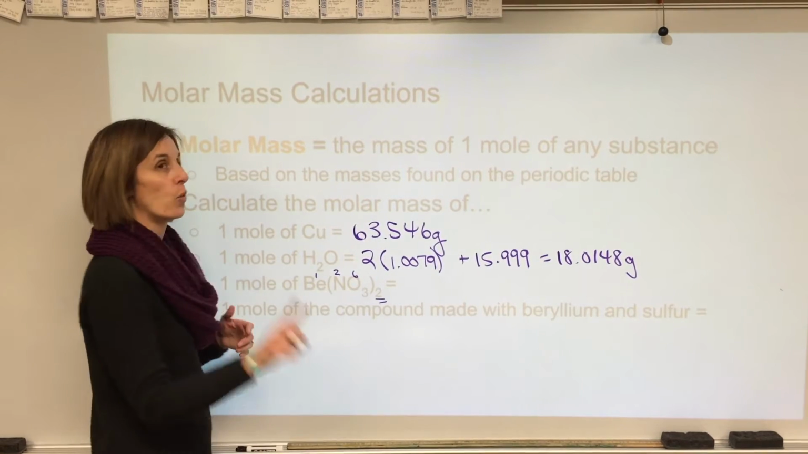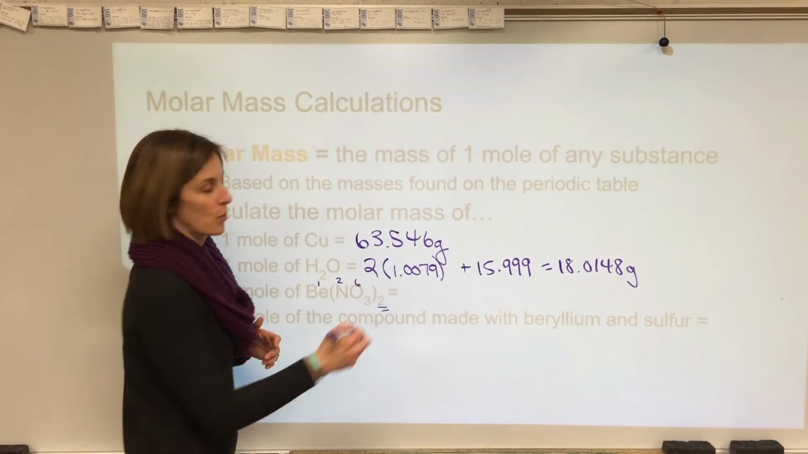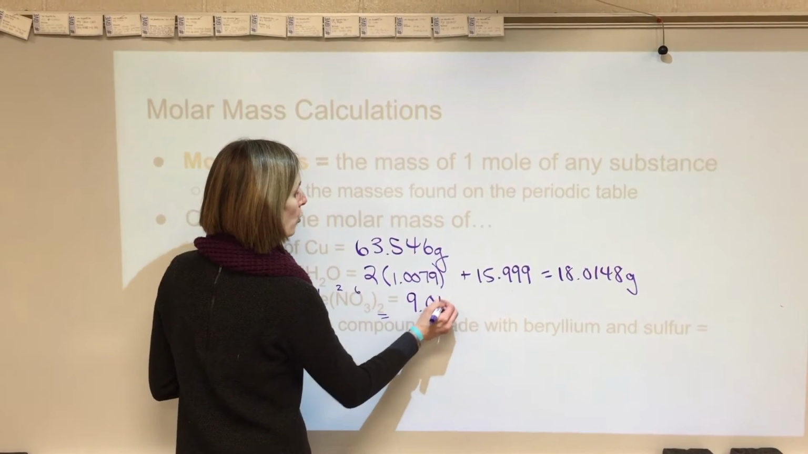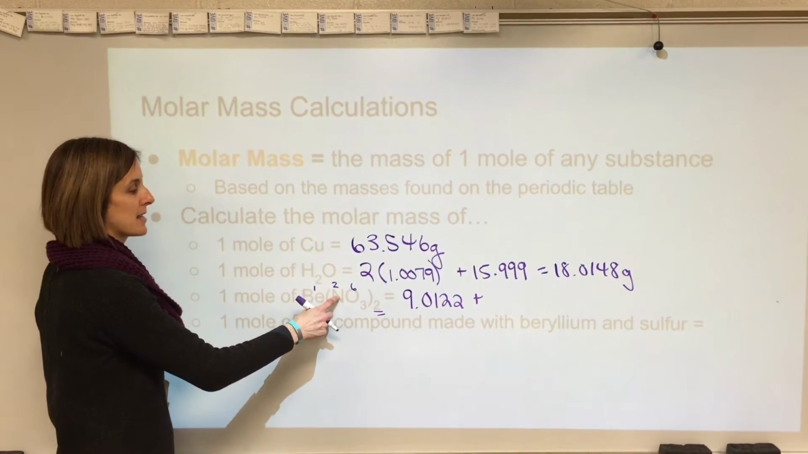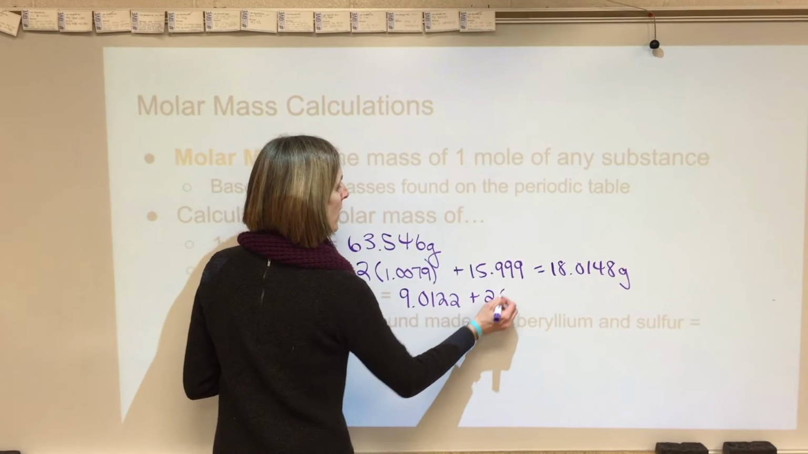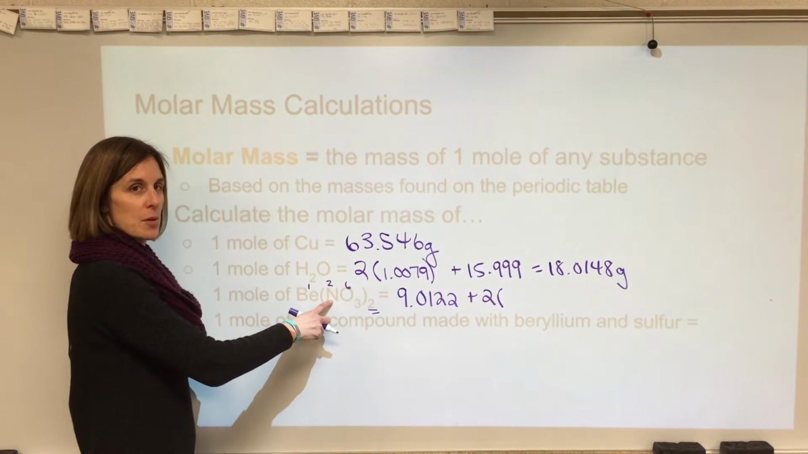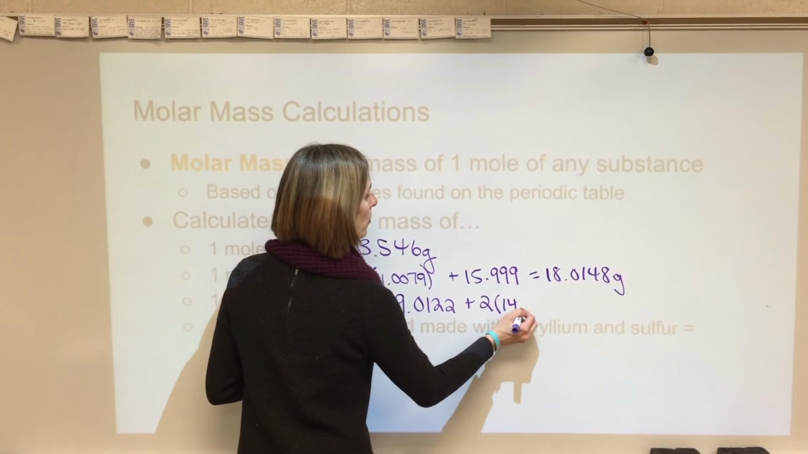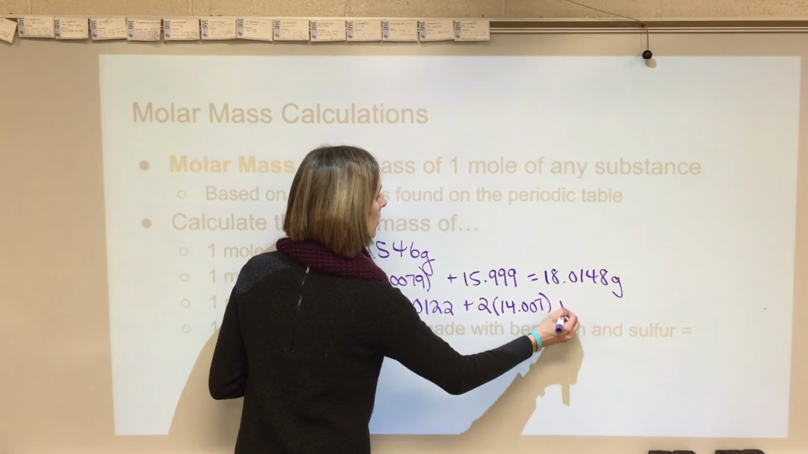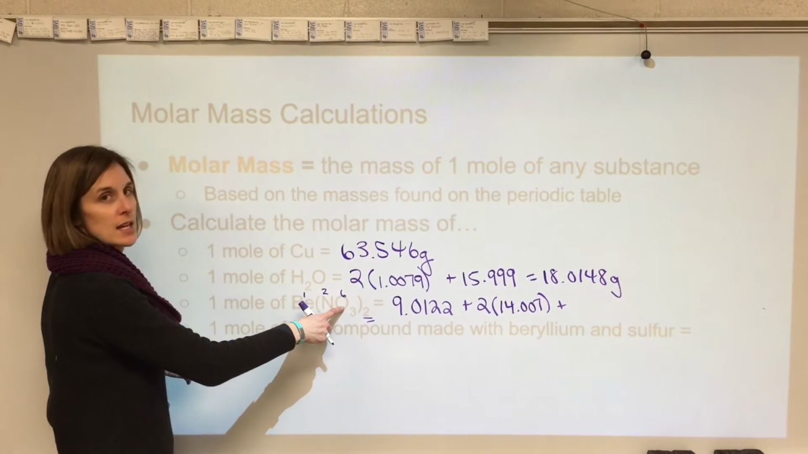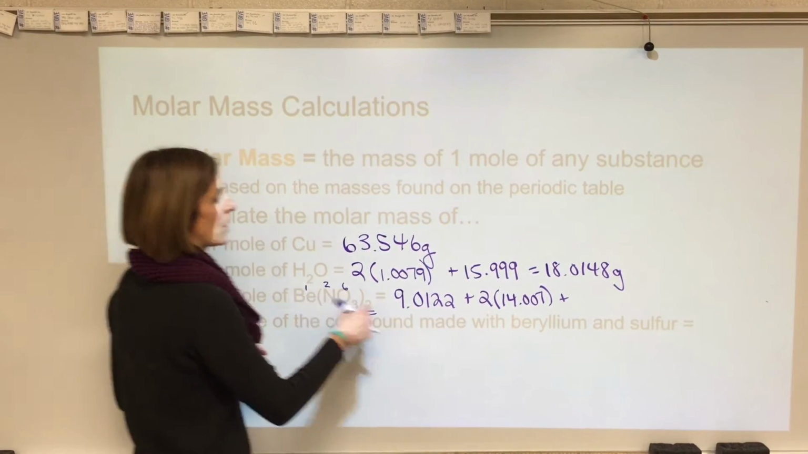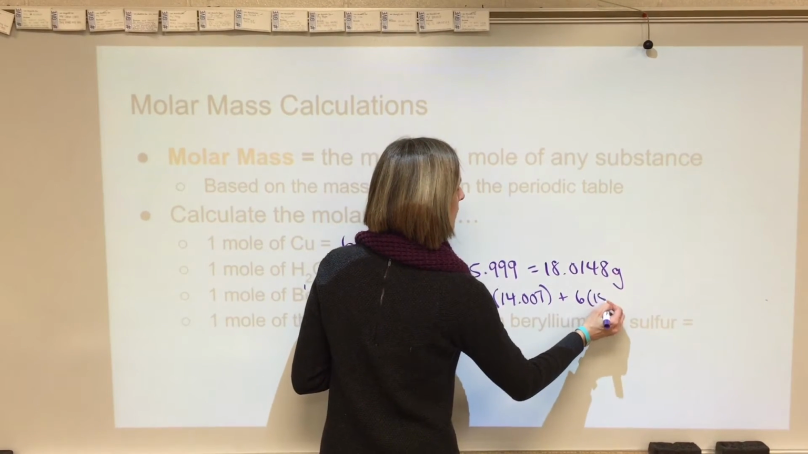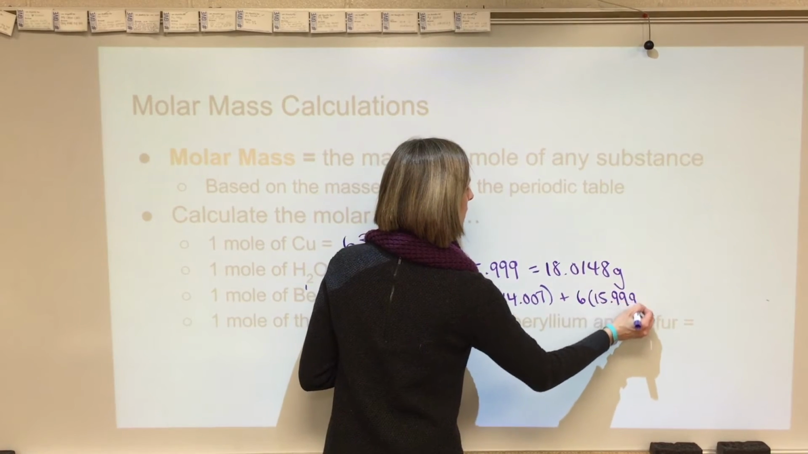I'm going to find the mass of 1 Be on my periodic table, which is 9.0122. I'm going to add that to 2 times my mass of nitrogen. So if I find the mass of nitrogen on my periodic table, it's 14.007. And I'm going to add that to 6 of my oxygen masses, because remember 2 times 3 is 6 again. So I would do 6 times 15.999.